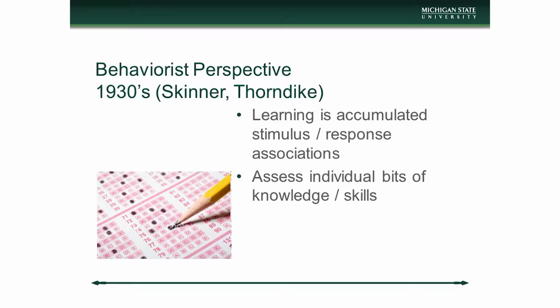Well, a little later, in the 1930s, the behaviorist perspective became quite prominent. The idea here was trying to figure out how does this actually work? This idea of the differential perspective of ranking individuals was fine, but it didn't tell us anything about what was going on. How are they thinking? So the behaviorists were trying to do that, and the behaviorists thought that learning was accumulated stimulus-response associations, right?